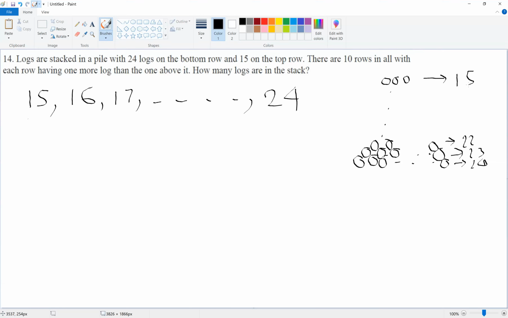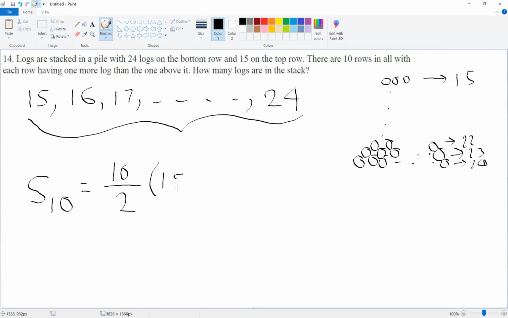So to do this sum, you just do S of 10 equals 10 over 2, times 15 plus 24. That's it. 195.